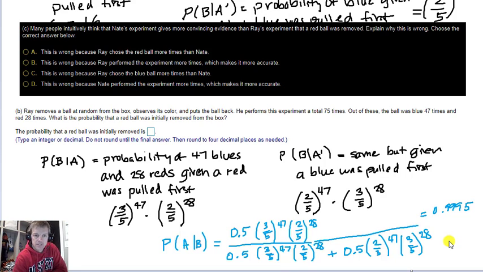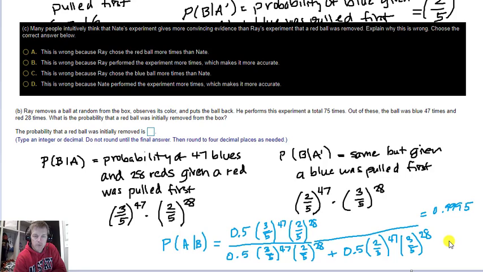This is wrong because Ray chose the red ball more times than Nate. No, that's actually not what happened. He chose the red ball less times. This is wrong because Ray chose the blue ball more times than Nate. As a percentage, he did not choose it more times. He chose it 47 out of 75, whereas Nate chose it 6 times in a row.